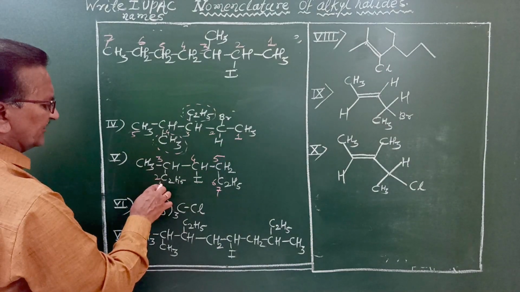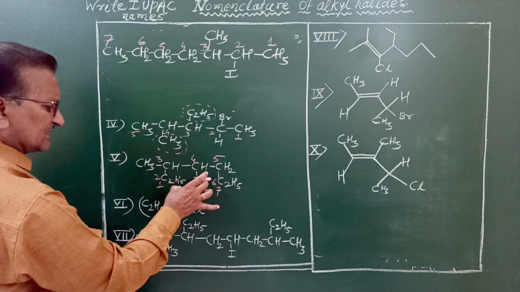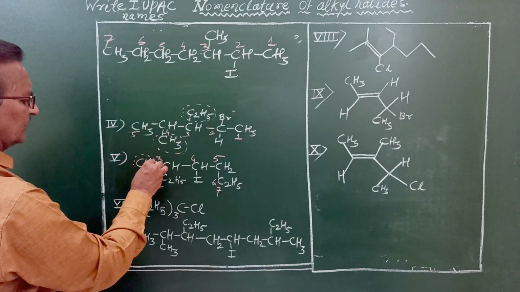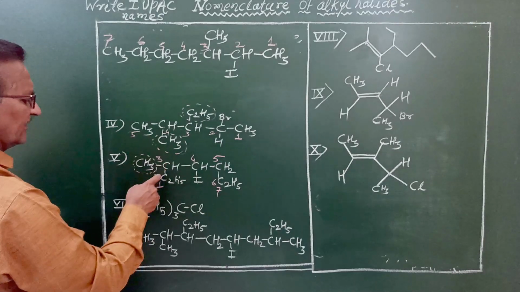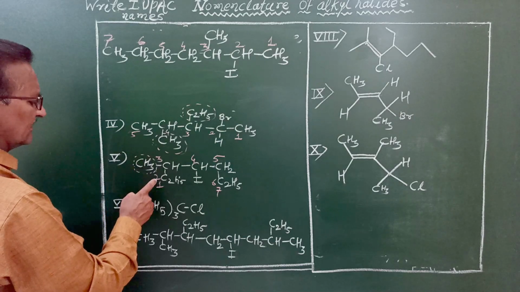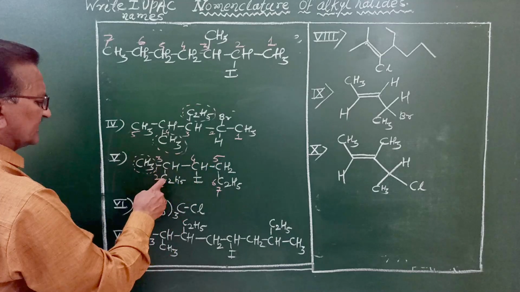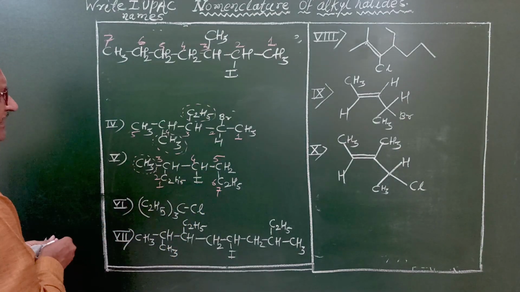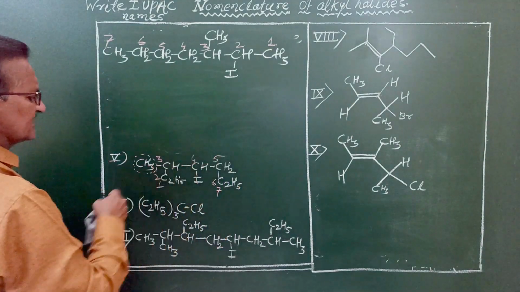Numbering should be started from this end because the position of the halogen atom is at equidistance from both the ends. But here second preference must be given to this branch. And since at carbon number 3, a branch is also there and the name of the branch is methyl, that's why the longest continuous chain of carbon atoms should be numbered from this end. 1, 2, 3, 4, 5, 6 and 7. The parent alkane must be heptane. What is the name of the parent alkane? Heptane, since there are 7 carbon atoms.